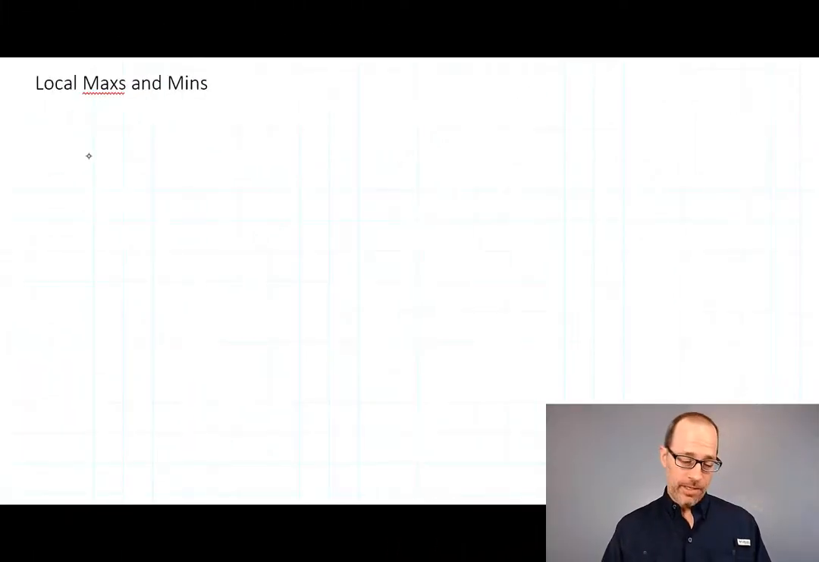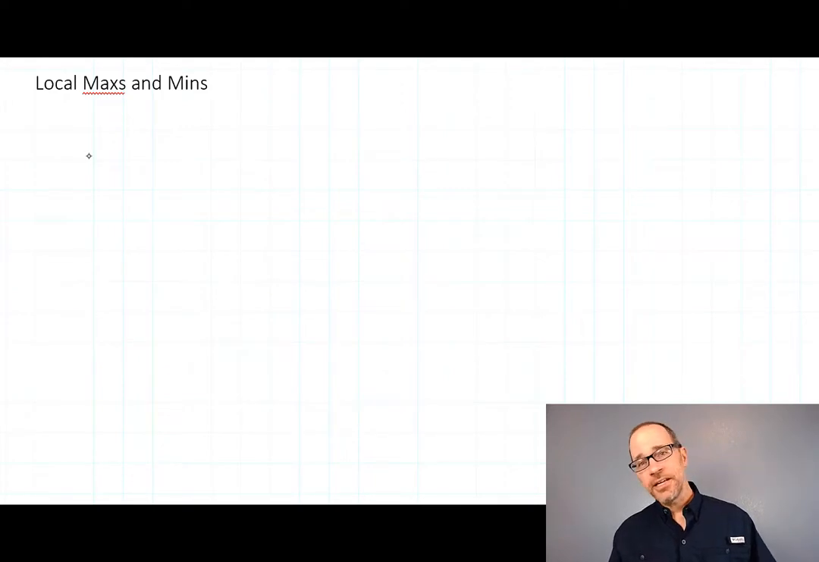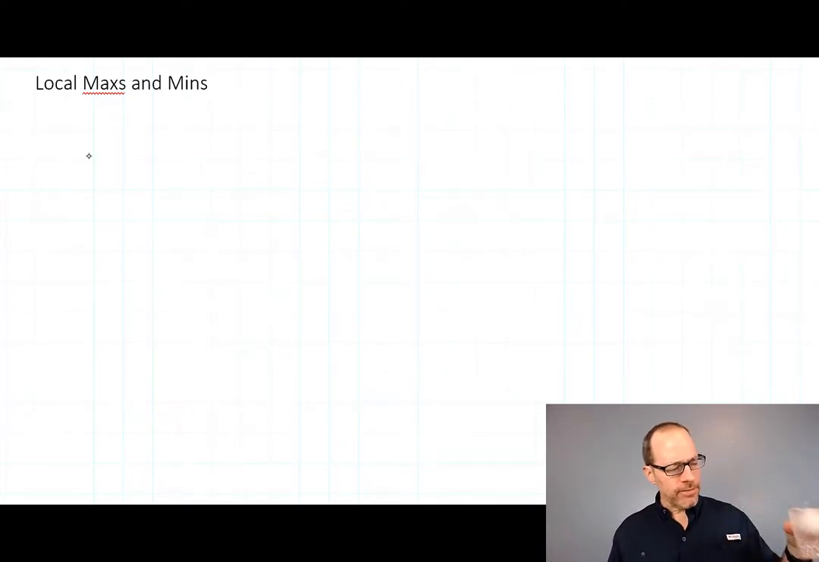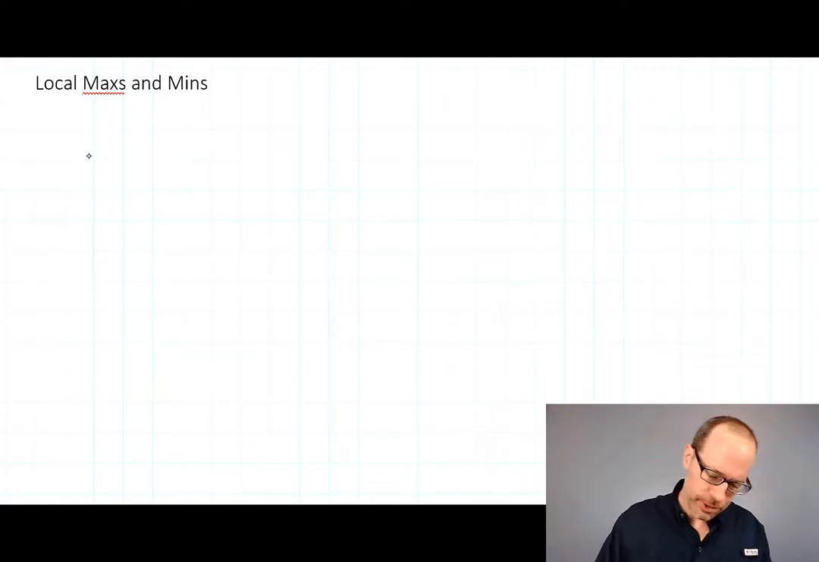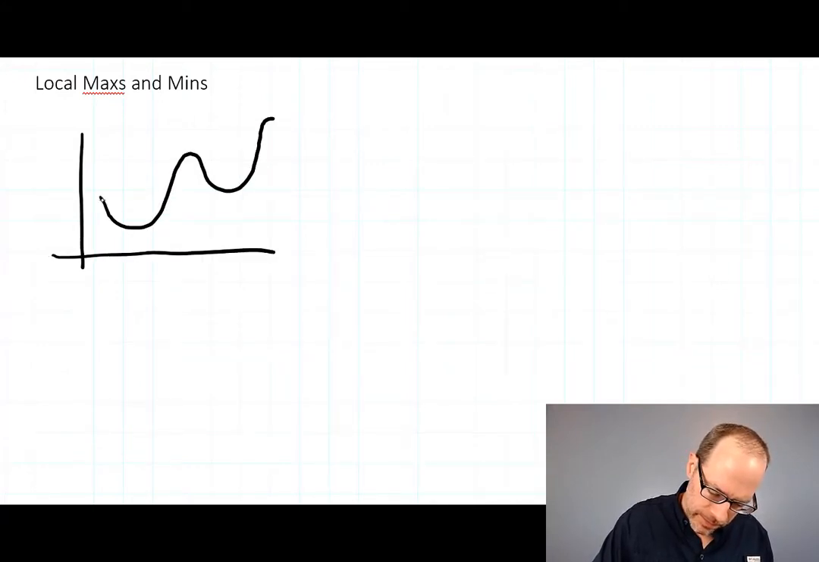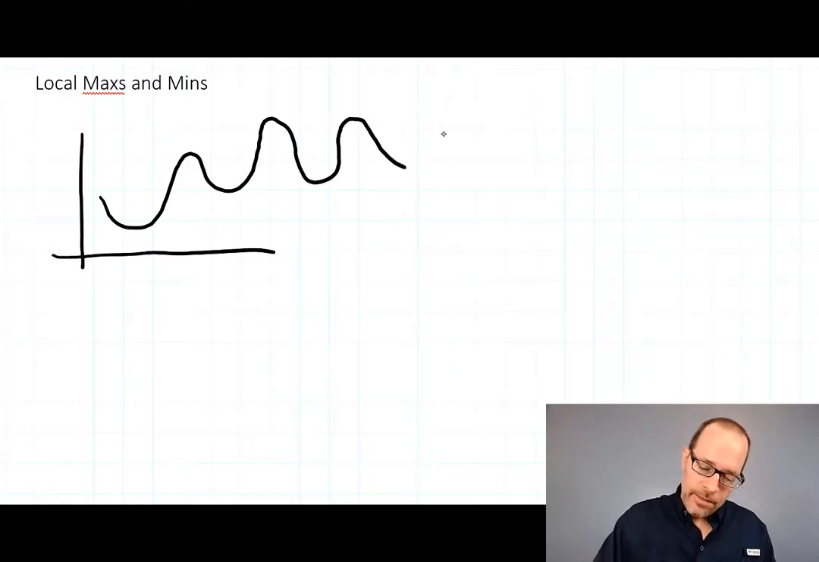All right, welcome. These sections are the start of a really important part of calculus, that is, of finding maxes and mins of things. Let's start with a picture definition. So, if you have a function that looks like this, then these points are local maxes and mins.